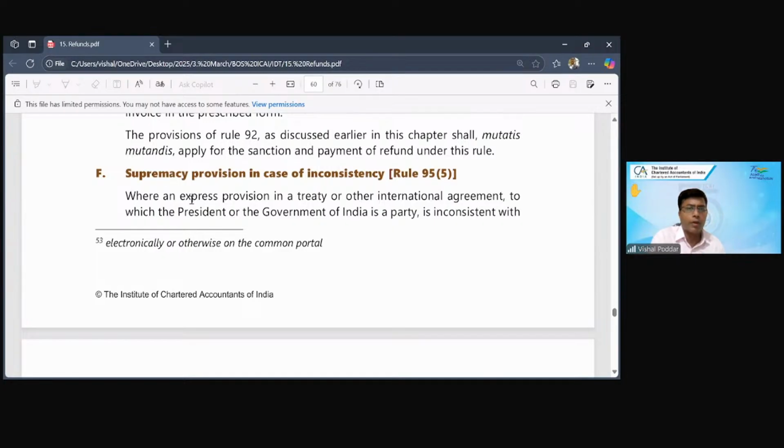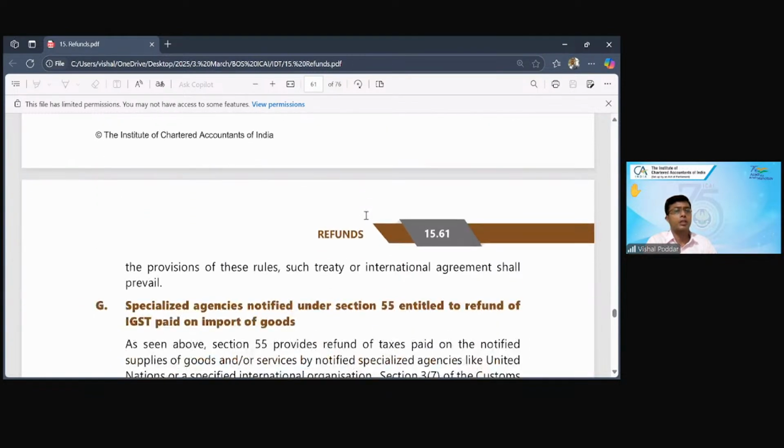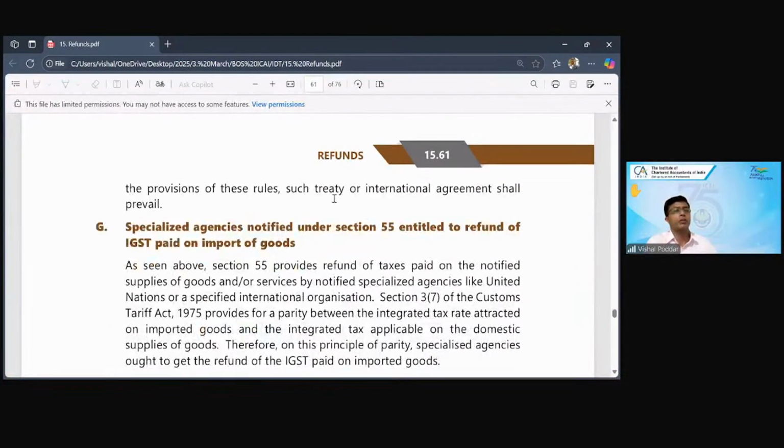Now, what is this? Where an express provision in a treaty or other international agreement to which the President or the Government of India is a party is inconsistent with the provisions of these rules, such treaty or international agreement shall prevail. What does it mean? Our President has signed certain treaties with different countries, whereby, let us say, it is said that they will get refund of the full amount or they will get refund of XYZ amounts. So even though these amounts are not allowed as per our Indian rules, still the treaty signed by the President will have supremacy and hence refund will be allowed.